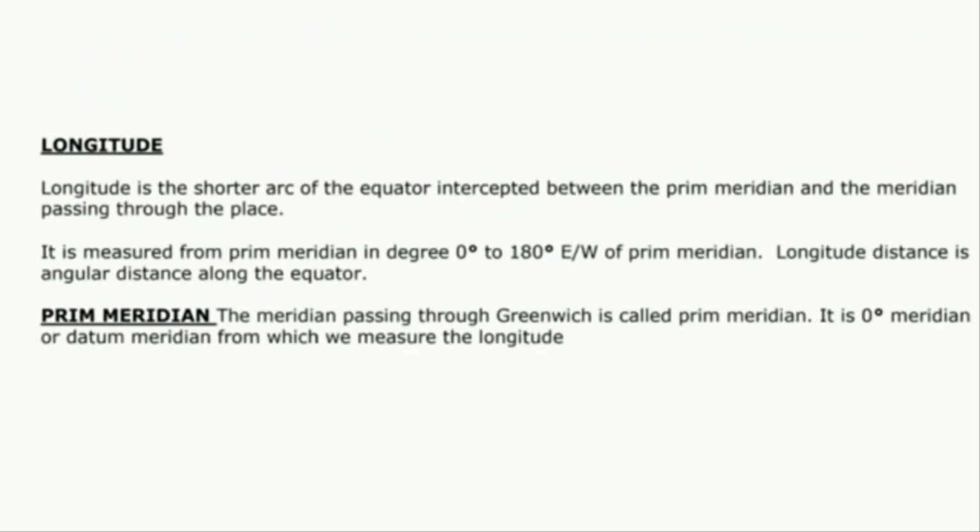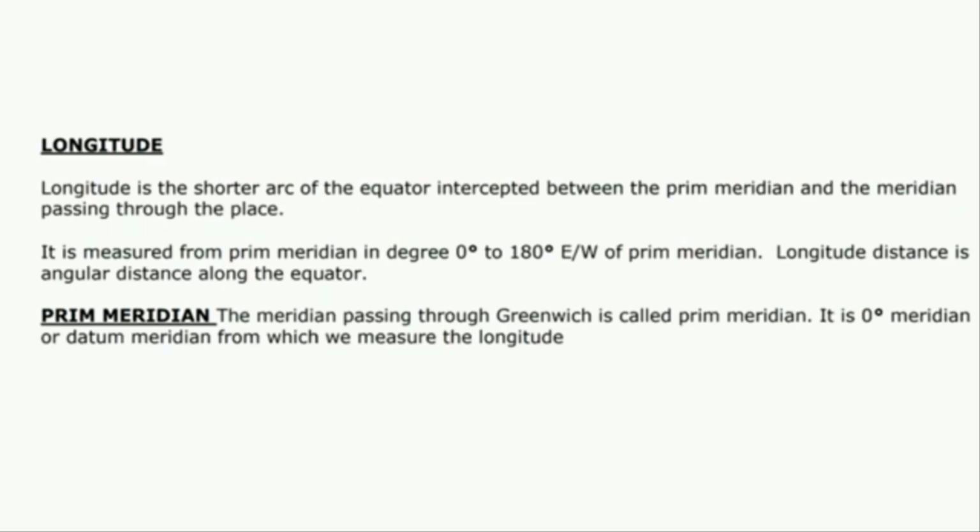After latitude, we will talk about longitude. Longitude is the shorter arc of the equator intercepted between the prime meridian and the meridian passing through the place. It is measured from 0 degree to 180 degree east or west of the prime meridian. Longitude distance is angular distance along the equator.